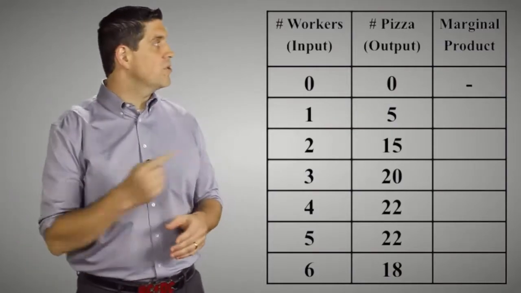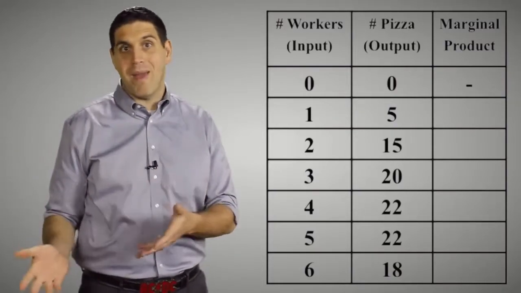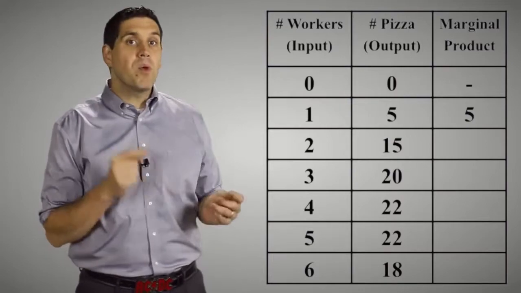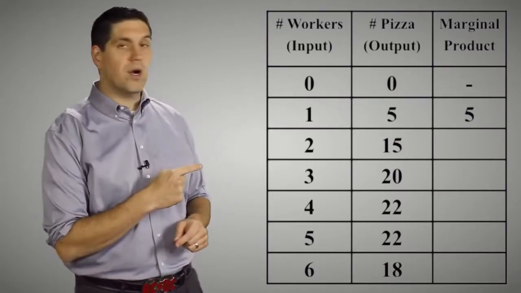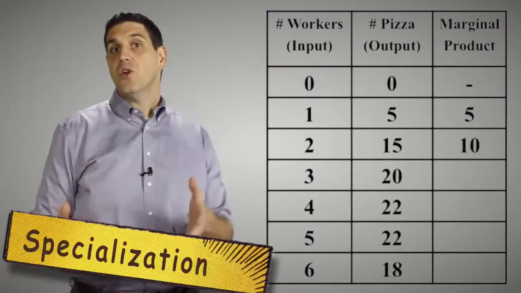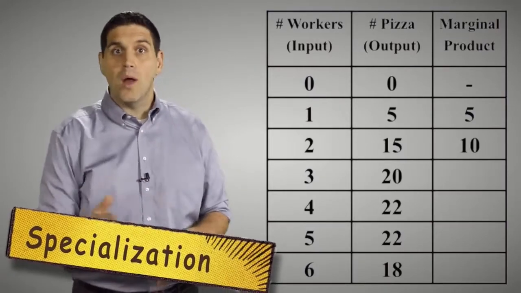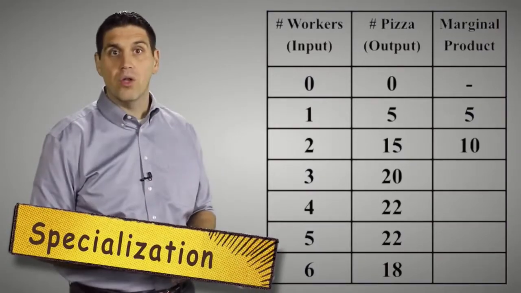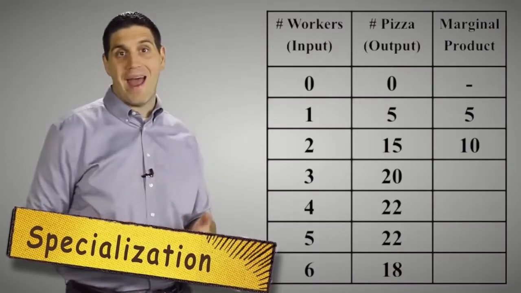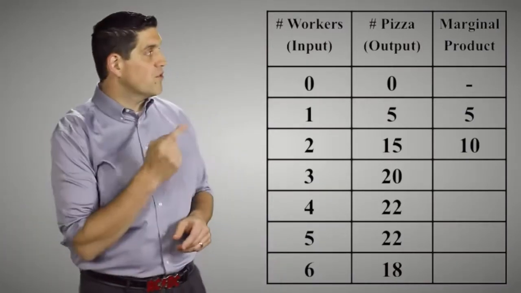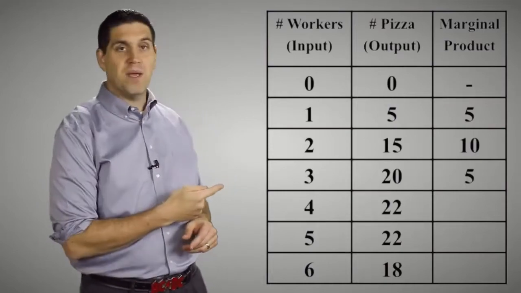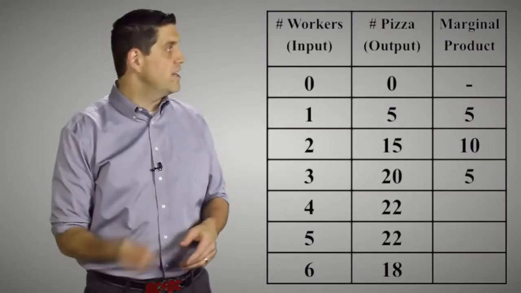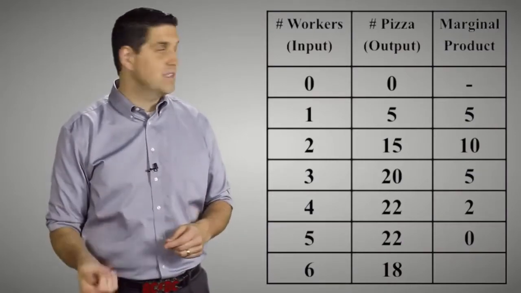The first worker can produce 5 pizzas, so the additional output they make is just those 5 pizzas. But when you hire 2 workers, they can produce 15. So the additional output from the second worker is an additional 10 pizzas. This shows the benefits of specialization. 1 worker can produce 5 pizzas on their own, but 2 workers can more than double that output. 3 workers can produce a total of 20 pizzas, but the additional output produced by that third worker is 5 pizzas. And of course the fourth worker adds an additional 2 pizzas, and the fifth worker adds an additional 0.